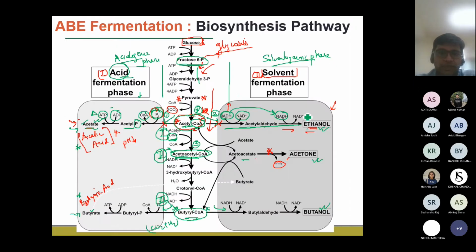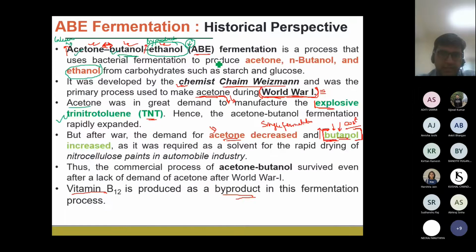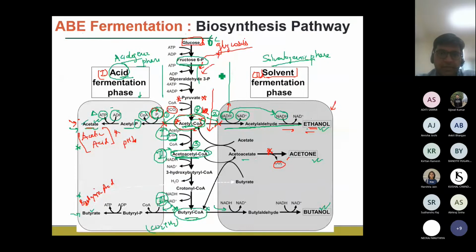Okay, so we have also, I think, seen the carbon balance. If you see the starting number of carbon atoms, if you do the carbon balance, we were starting with 6 carbon atoms. I think we have looked into that. Then if you see the ethanol structure, we have 2 carbons. If you have, for example, the acetone, and if you see the structure, there are 3 carbons. For the butanol, there are 4 carbons.